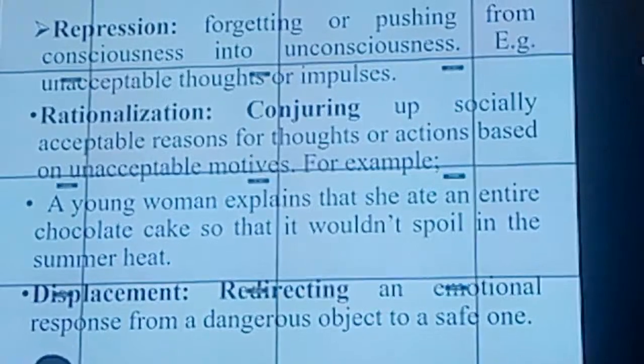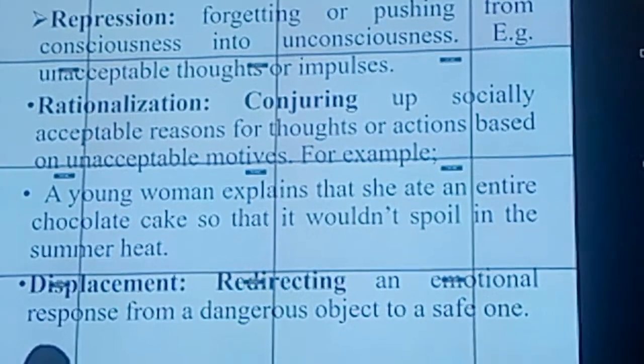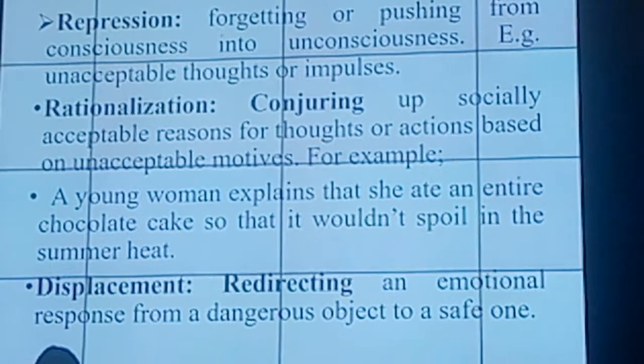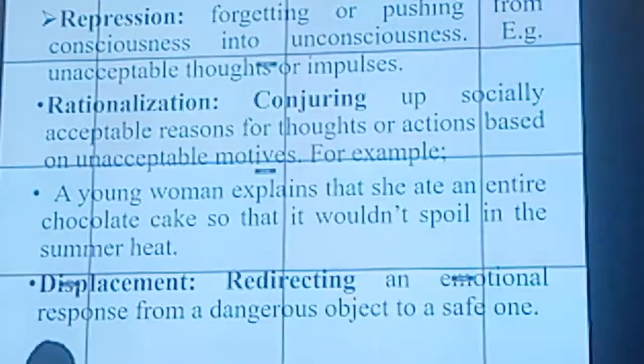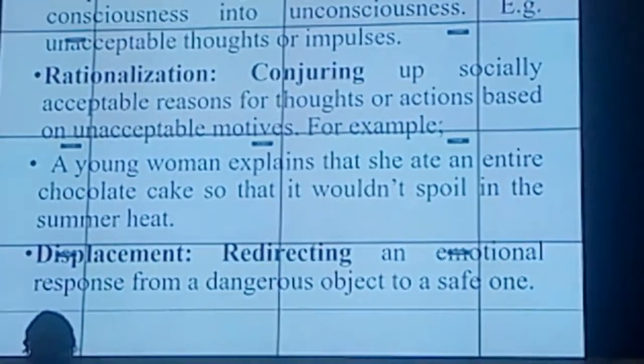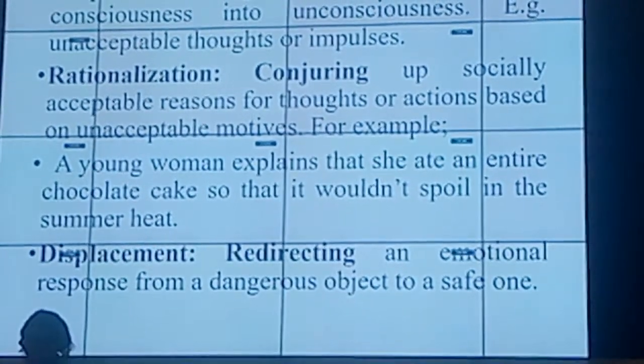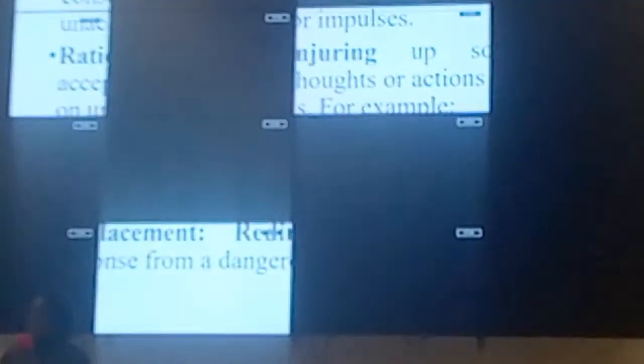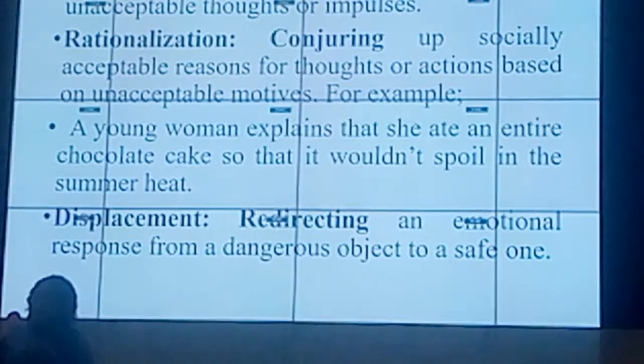It means conjuring up socially acceptable reasons for thoughts or actions based on unacceptable motives. For example, you may do something and yet know very well that you had an intention not to achieve what you wanted to do, but you give an excuse. A young woman explains that she ate an entire chocolate because she knew very well that by the time she reached the place where this person was expecting her to deliver, it would melt. Meanwhile, this person was just interested in the chocolate.